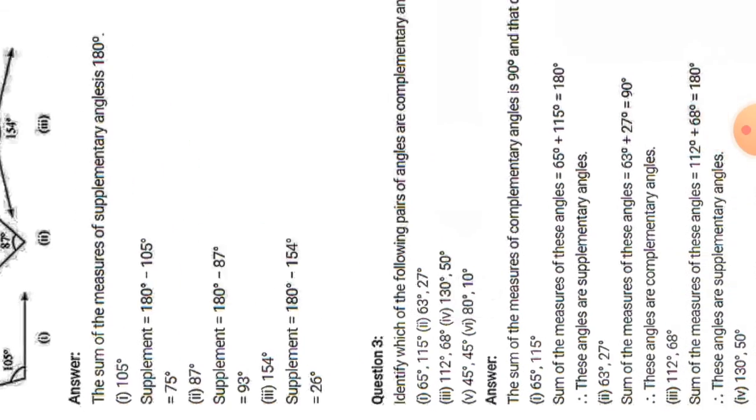Now question number 3. Let us see. Identify which of the following pairs of angles are complementary and which are supplementary. Okay. So two angles are given in each question. You have to identify whether each pair is supplementary angles or complementary angles. So we know that if the total of these two angles is 180 degree, it is supplementary, and if the total of these two is 90 degree, it is complementary. So let us see. The sum of measures of complementary angle is 90 degree and that of supplementary angles is 180 degree.